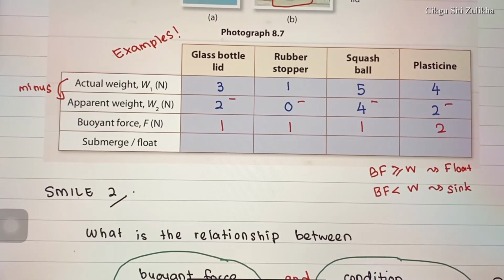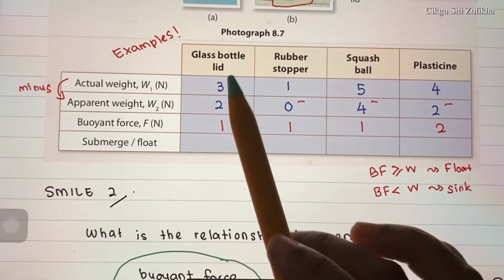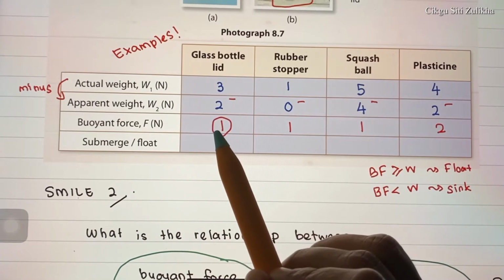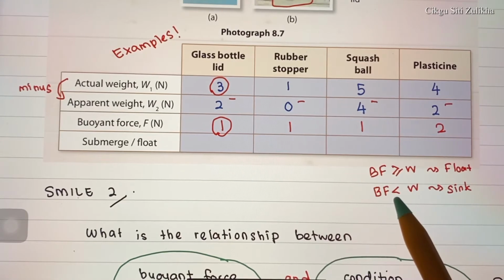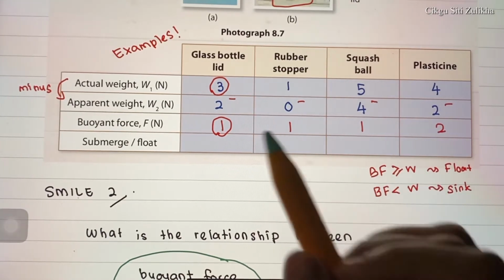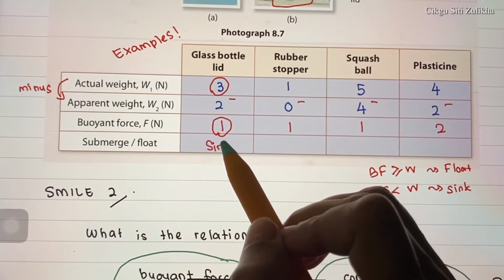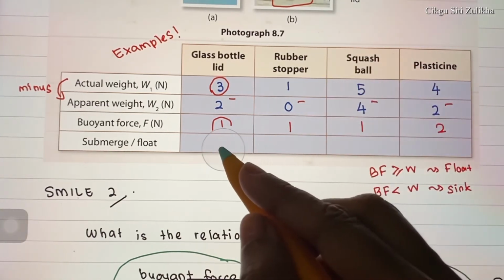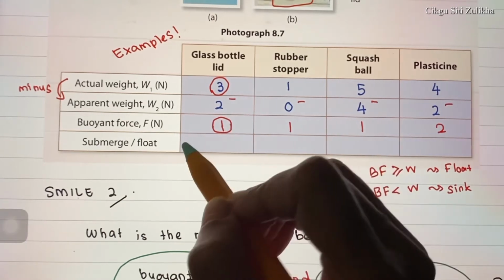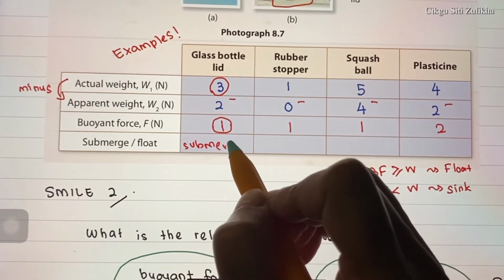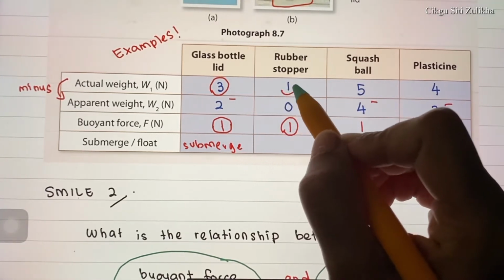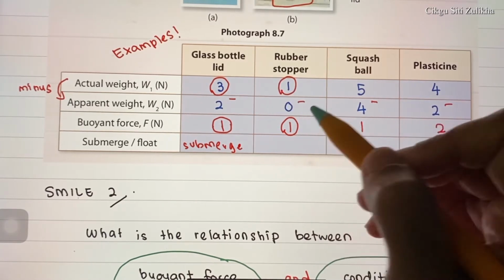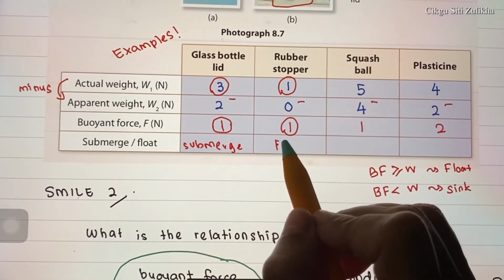Betul? Jadi, kita cuba tengok dekat sini, okay? Here, buoyant force kita 1. Actual weight kita 3. So, buoyant force you smaller than weight. Maka, our object akan sink ataupun submerge. Teacher pakai submerge lah ya. Now, buoyant force 1, actual weight 1. So, equal. If equal, dia akan float.